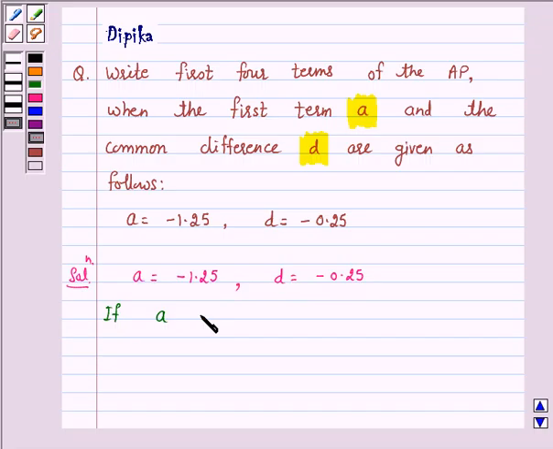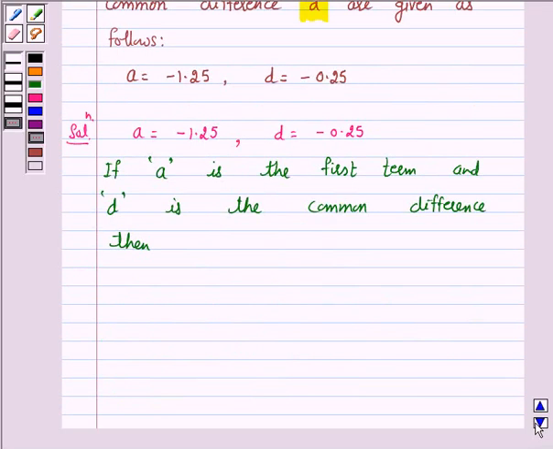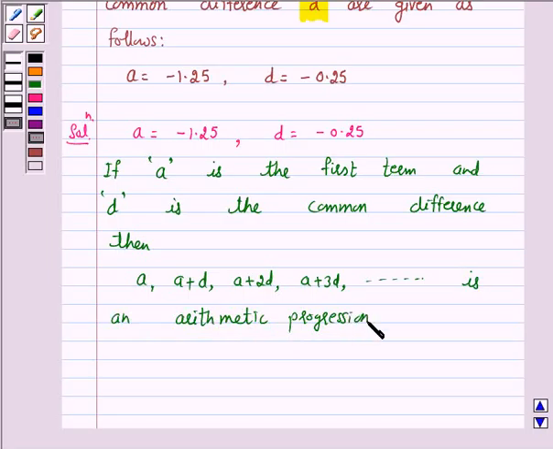Given A is equal to -1.25 and D is equal to -0.25. Now we know that if A is the first term and D is the common difference, then A, A plus D, A plus 2D, A plus 3D, and so on, is an arithmetic progression.